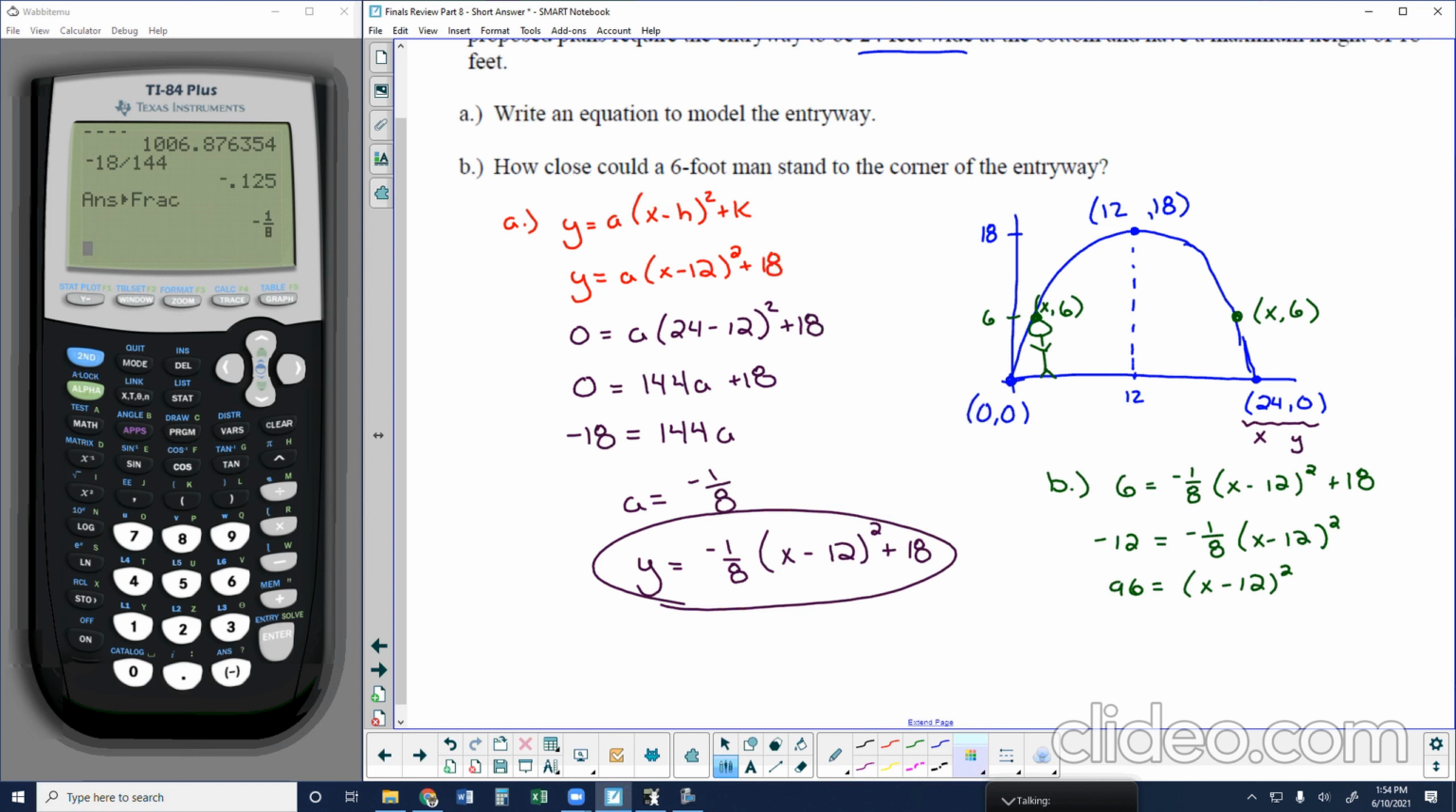And to get x by itself, I need to take square roots. So I'd have plus or minus the square root of 96 equals x - 12. And then add 12 to both sides. So 12 plus or minus the square root of 96 would give me my values here.